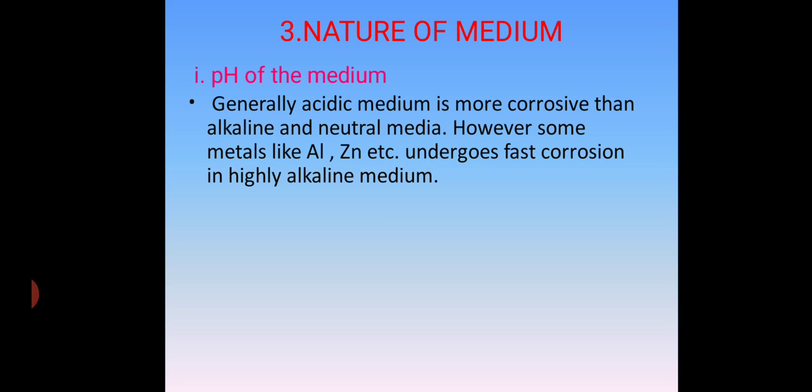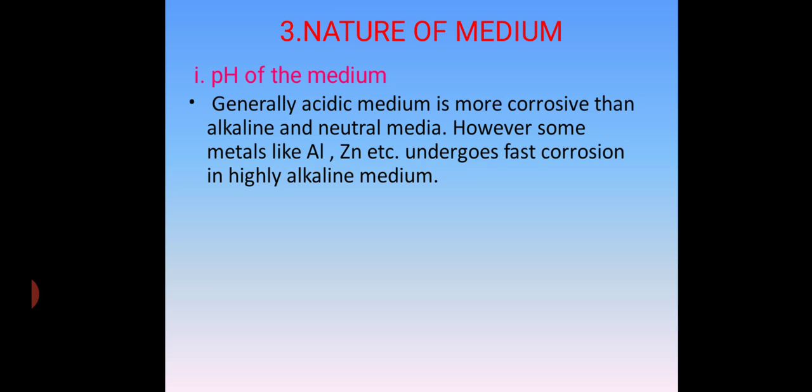So we will move on to the last factor, which is nature of medium. Now what do you mean by nature of medium? When the metal is exposed to surrounding environment, its pH, conductivity, humidity, so many factors come. So here you have to study pH first. What if the pH is low? What if the pH is high? What if the pH is moderate? So such study here. Generally, acidic medium is more corrosive than alkaline and neutral medium.